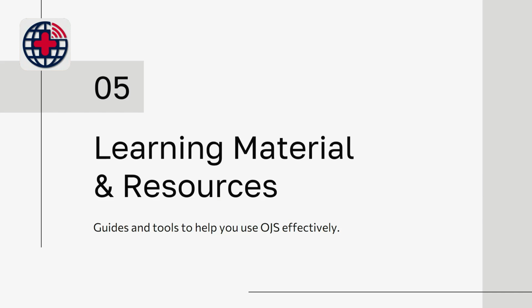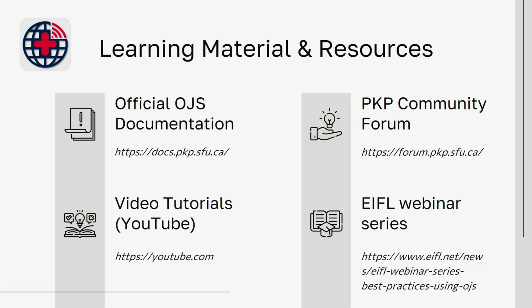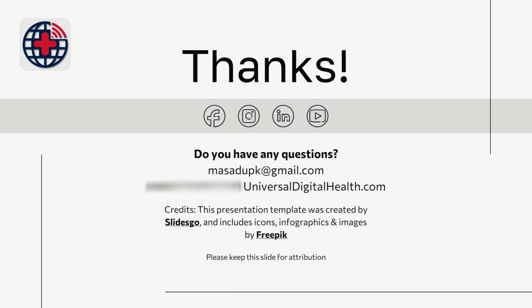Before conclusion, if you want to go deeper into OJS, I highly recommend these resources. There is official OJS documentation, PKP community forum, lots of video tutorials on OJS available on YouTube, and EIFL webinar series. These will help you explore advanced features like reviewer workflows, editorial roles, plugins, and much more. And that's it. You have successfully installed Open Journal Systems locally and built your very own journal.